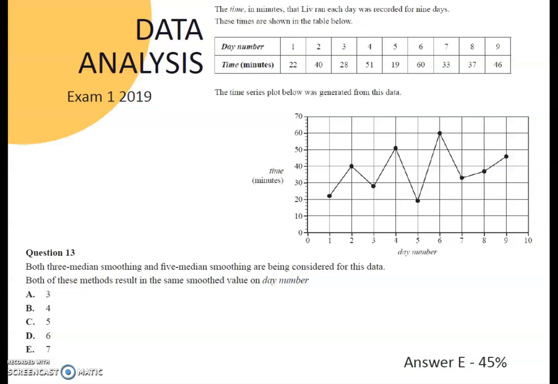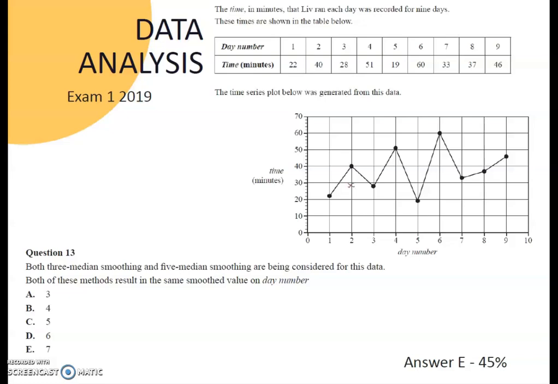Remember, I'm just looking at the first group of 3 points. The middle working across will be in line with day 2. The middle working up from the bottom will be this value here at about 28. Okay, so we can put our dot there for our first point.